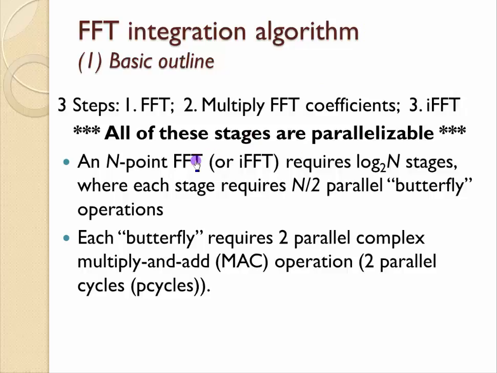In fact, an n-point FFT or IFFT requires log base 2 of n stages, where each stage requires n over 2 parallel butterfly operations, and each butterfly operation requires 2 parallel complex multiply and add operations. So what does that mean? For instance, if you have a 256-point FFT, log base 2 of 256 is 8. 8 stages. Each stage requires 2 parallel complex multiply and add operations. So theoretically, you could do a 256-point FFT in 8 times 2 processor cycles. If you have a completely parallelized implementation, you can do all those operations in parallel. You could do a 256-point FFT in 16 computational cycles.